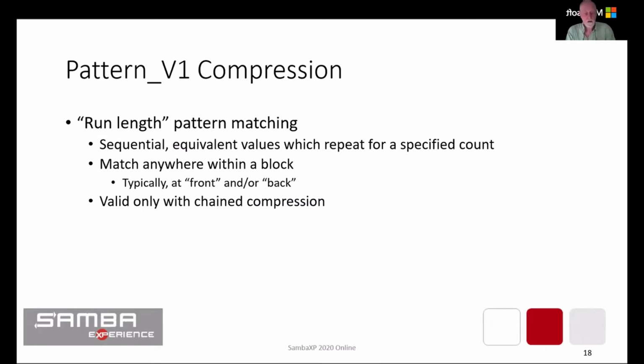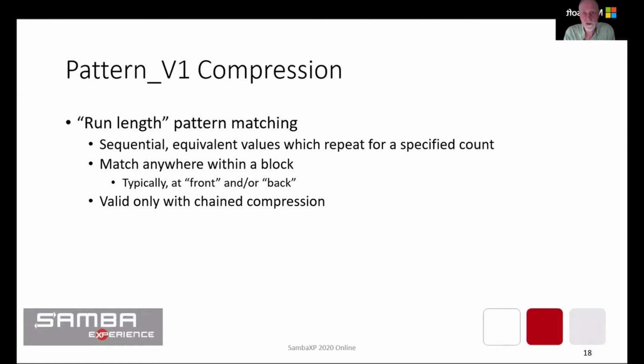So here's the pattern V1 compression. It is a run length pattern matching, meaning that a sequential equivalent string of values which repeat for a specified count are basically recognized. The sender scans the message to be sent and looks for a string of equivalent values. It can match anywhere within a block. Typically, the way Windows works today, it looks at the front of the block and the back of the block.